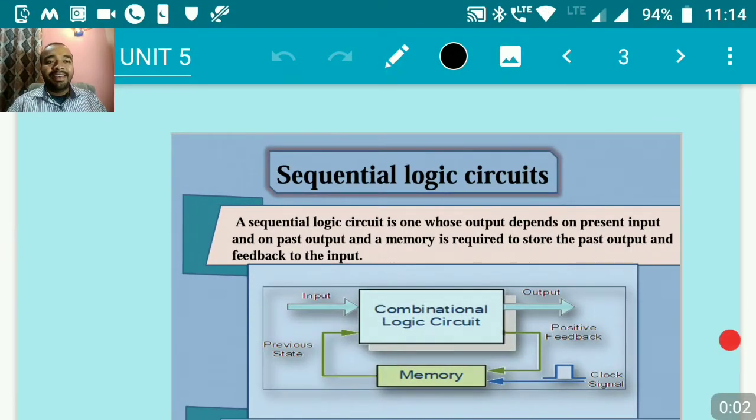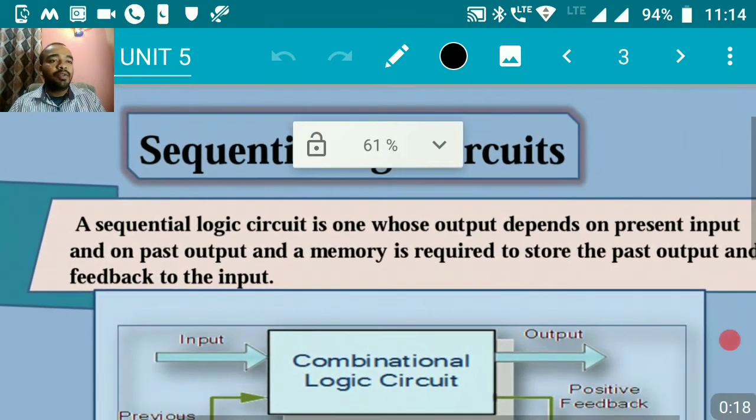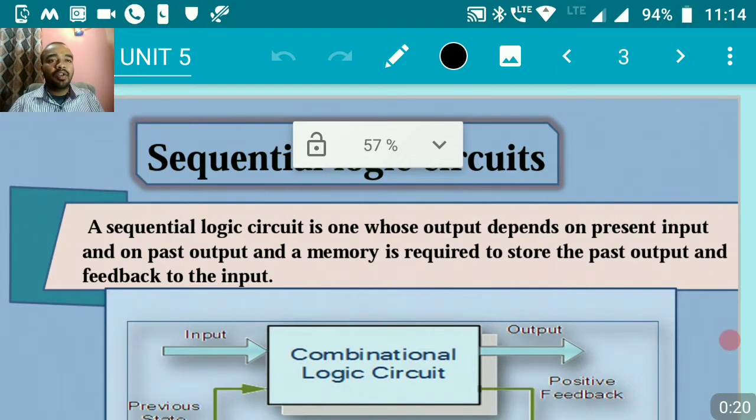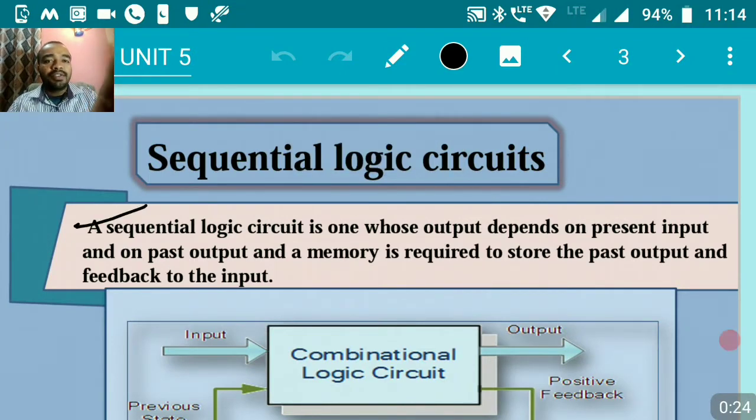Hi everyone. In this class, let us understand what sequential logic circuits are, and how these sequential logic circuits are going to be useful. So let us dive into the definition of the sequential logic circuits.